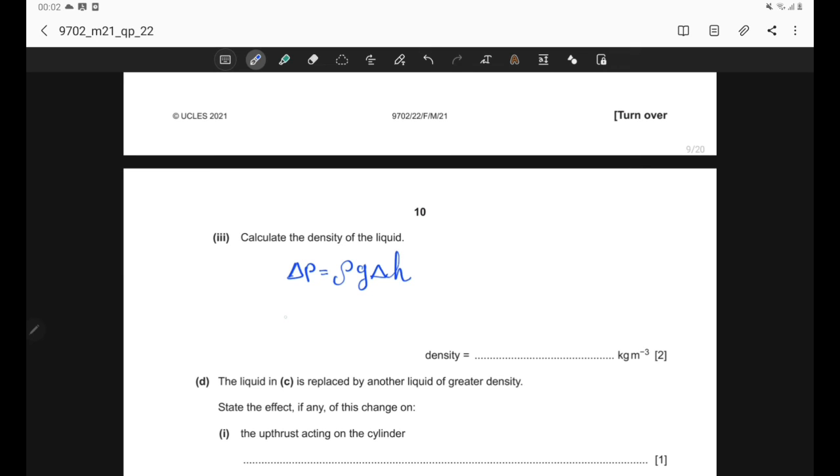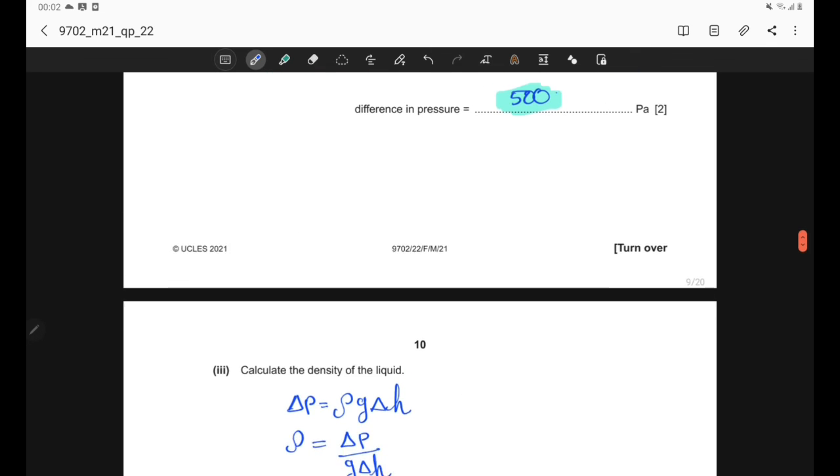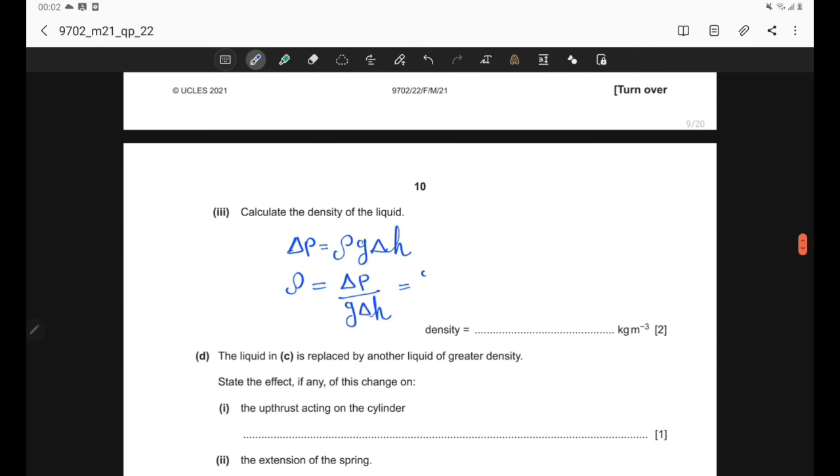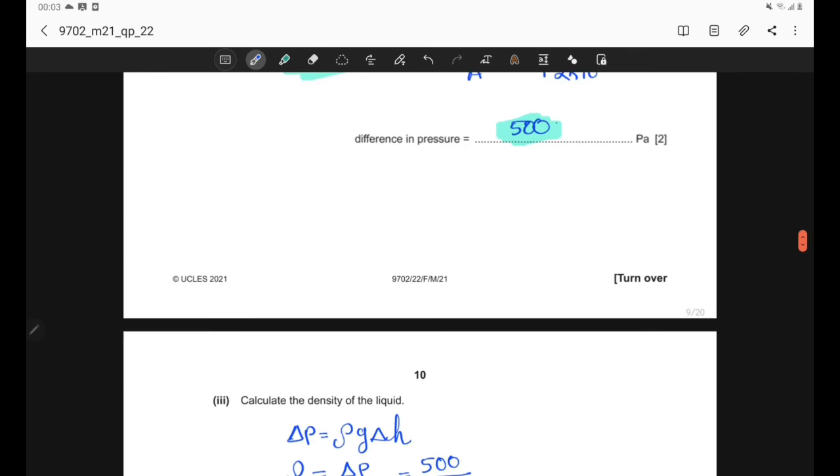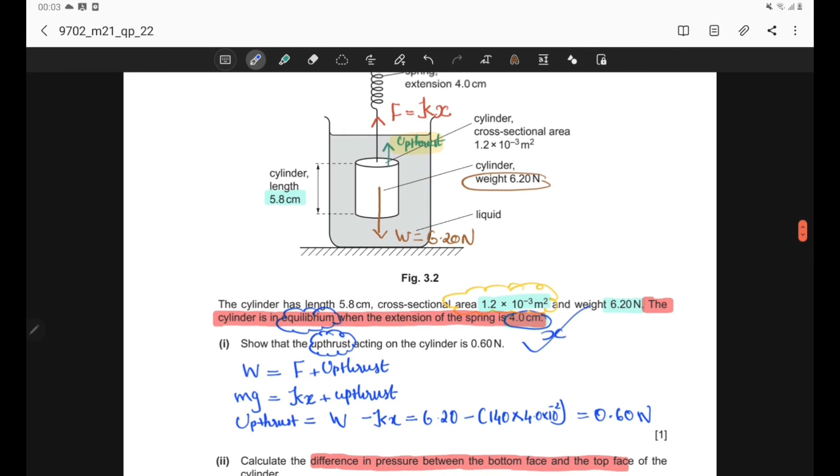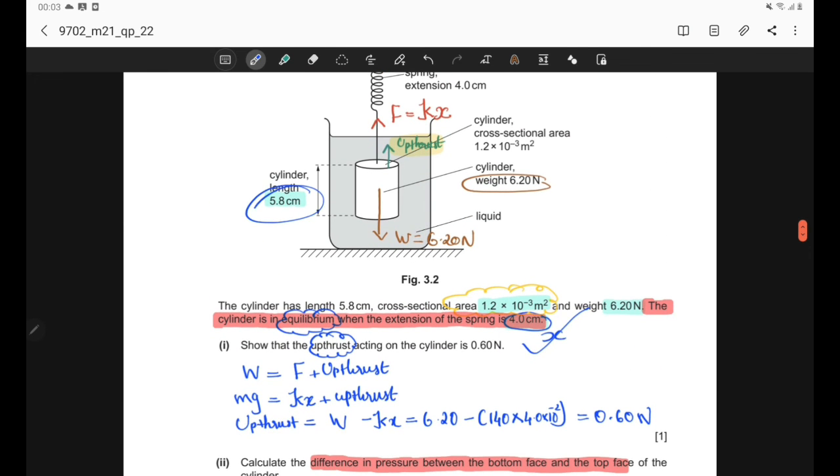So in order to calculate density, we can rearrange the equation and make density the subject. So we will get change in pressure over g times delta H. Change in pressure we have already calculated in the previous section, that is 500, over g value is 9.81 times change in height. So that is the height of the cylinder, which is 5.8 centimeter.